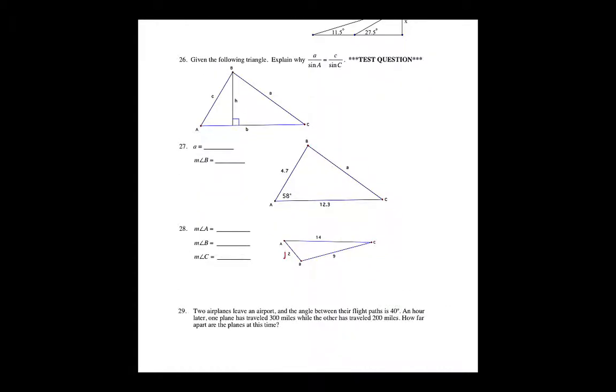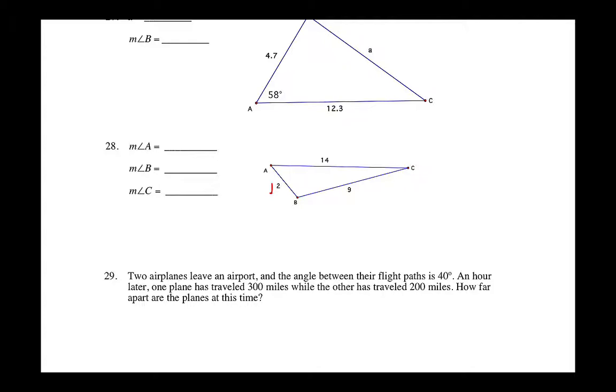And the very last problem, number 29, is also a law of cosines. So I'll sketch it out and then I'll make it bigger so I can see the work. It says two airplanes leave an airport. So let's call it A for airport. And the angle between their flight paths is 40 degrees. So this plane goes this way, this plane goes this way, and between them is a 40-degree angle. An hour later, one plane has gone 300 miles and the other has gone 200. How far apart are they?